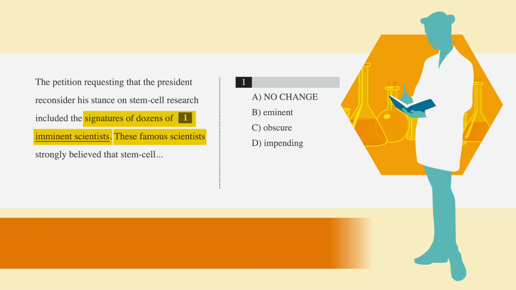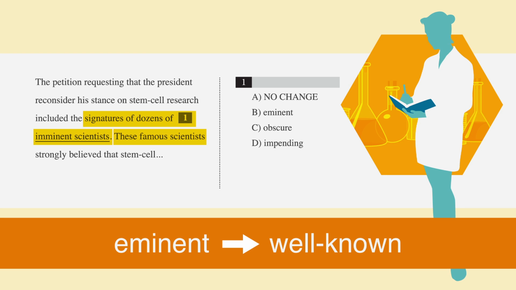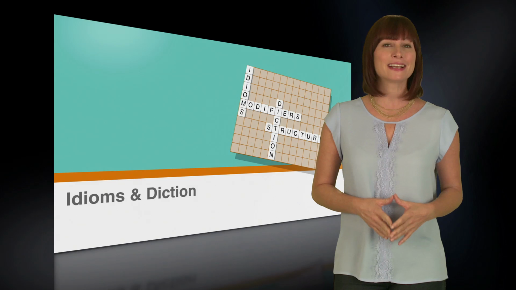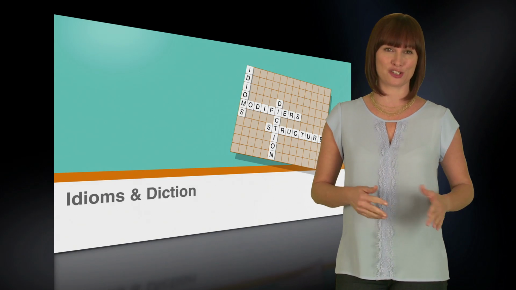The underlined word imminent means likely to happen soon, which makes no sense. However, imminent sounds very similar to eminent, which means well-known. So answer choice B is our answer. Moral of the story, study your vocab and pay attention to nuance. If you're reading too quickly, it's easy to miss diction errors.